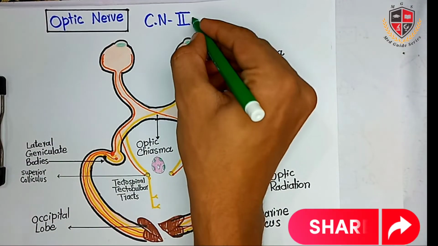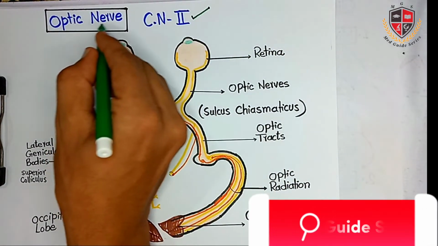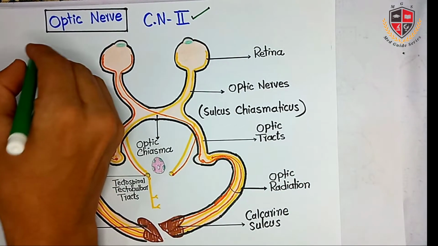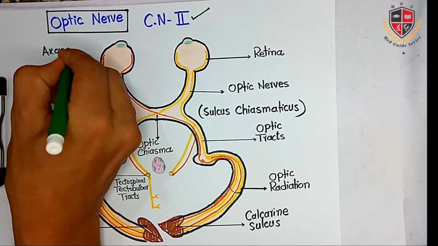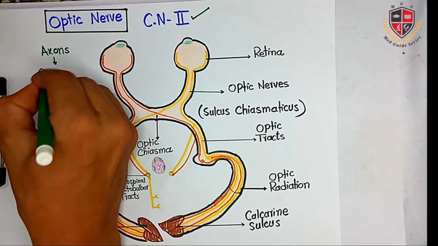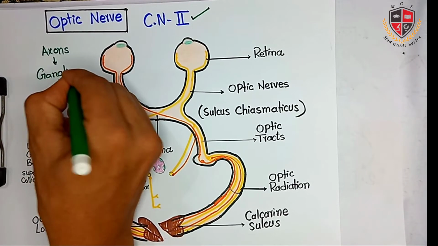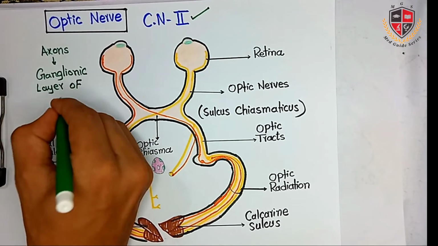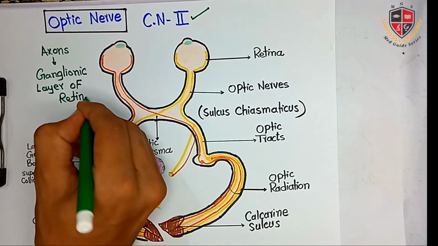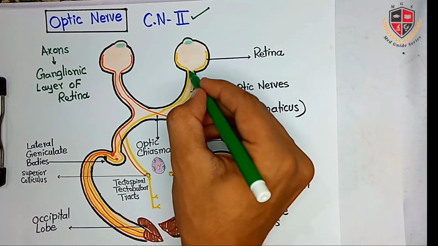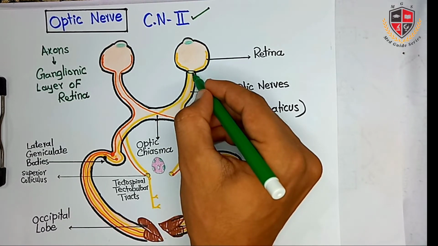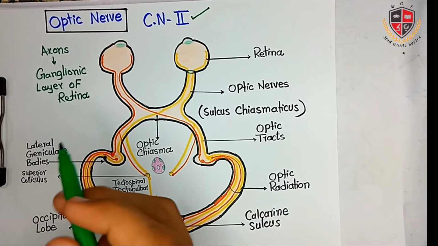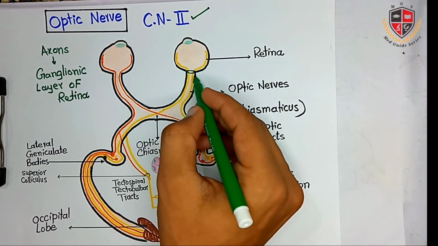Optic nerve is a second cranial nerve. The fibers of optic nerve are the axons of ganglionic layer of retina. They converge on optic disc and emerge from the eye. Now these fibers exit from the eye as optic nerve.